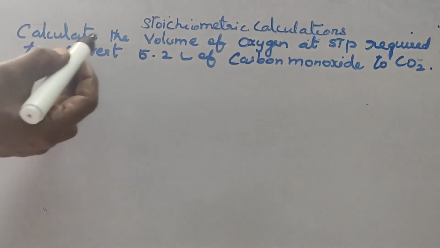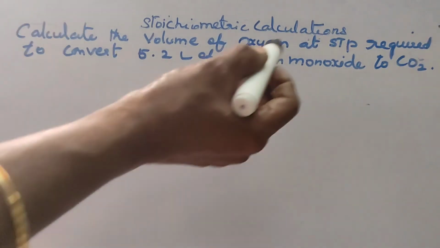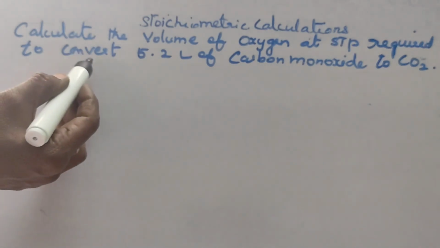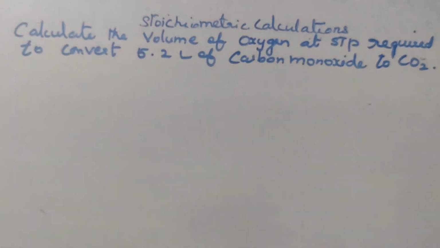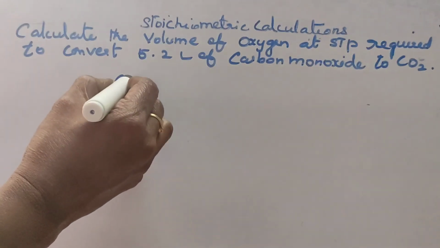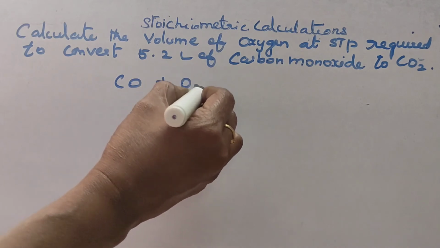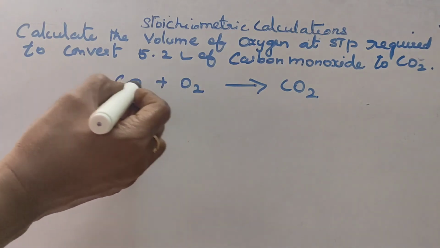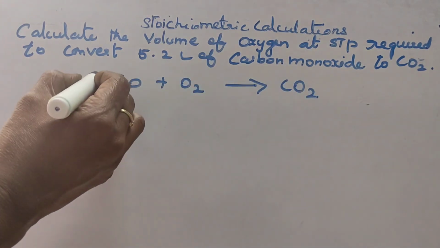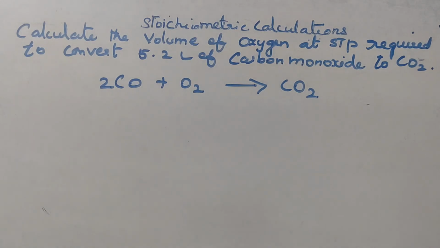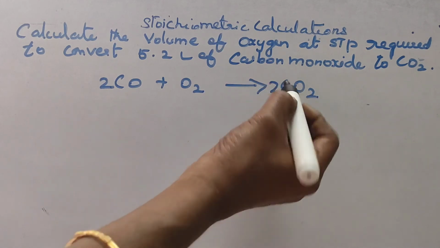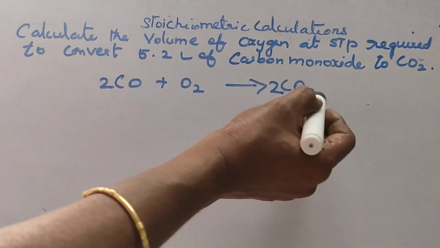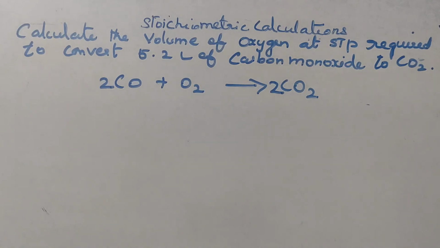In this sum, calculate the volume of oxygen at STP required to convert 5.2 liter of carbon monoxide to carbon dioxide. Carbon monoxide is added with oxygen, it becomes carbon dioxide. Balance: here 3 oxygen, here 2 oxygen. This also we will change into 2. So, total 4 oxygen. If we write here 2, it will be 4 oxygen and 2 carbon.